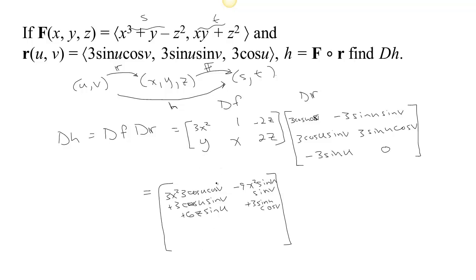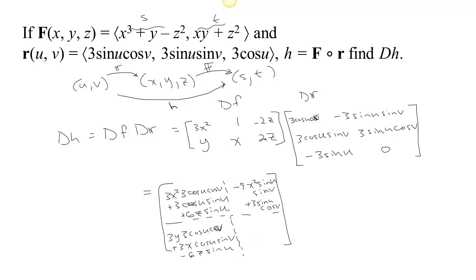Now to get the entries in the second row, we'll take this row with this column. We're going to get 3y times 3 cosine u cosine v, and we'll get x times this, so plus 3x cosine u sine v, and then minus 6z sine u. Okay, so there's 3 of our 4 entries in this 2 by 2 matrix.